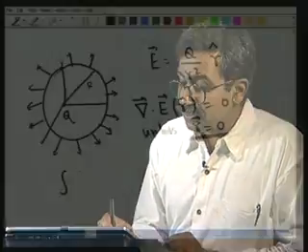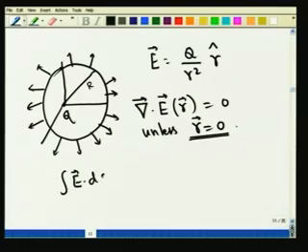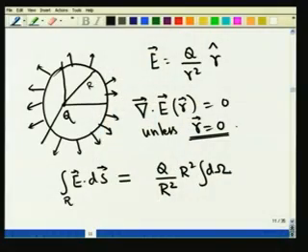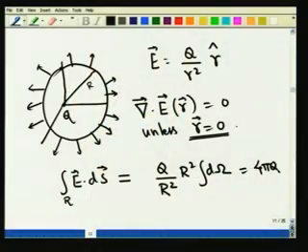So let us do that. If I write down integral E dot ds at a sphere of radius r, what is that? My surface element is simply given by sin theta d theta d phi times r squared. So I have q by r squared because I am evaluating at a fixed r. Then I have my r squared times integral d omega, which is nothing but sin theta d theta d phi, which will turn out to be 4 pi q.